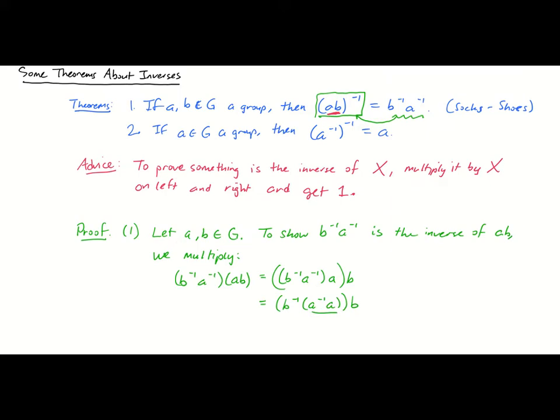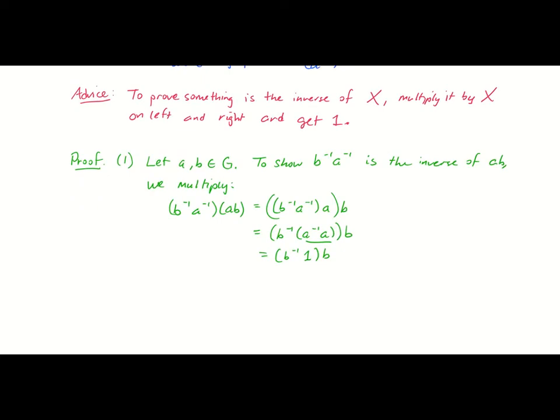I know that A inverse is the inverse element of A, so multiplying that gives me the group identity. Yay. So that means, move down a bit, I have just B inverse there, because B inverse times the identity is just B inverse, and then B inverse times B is 1. Yay. So that's half of the proof.